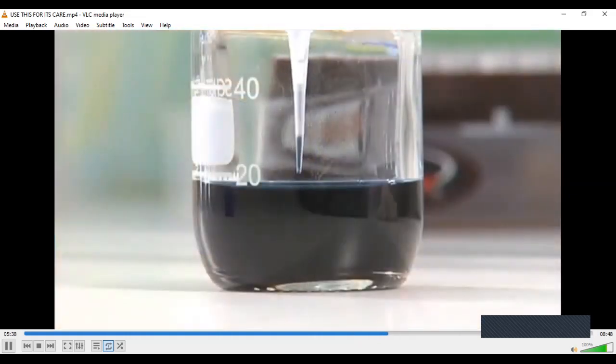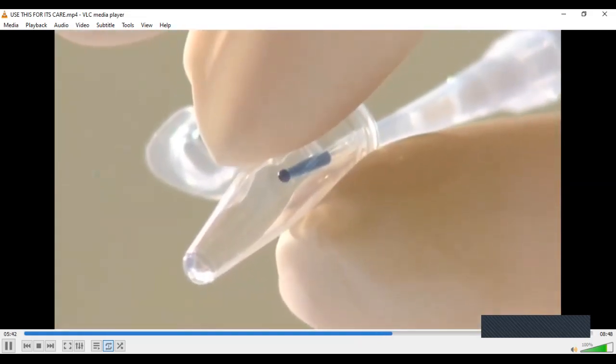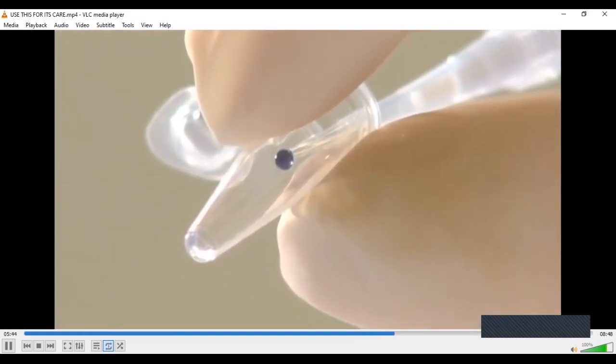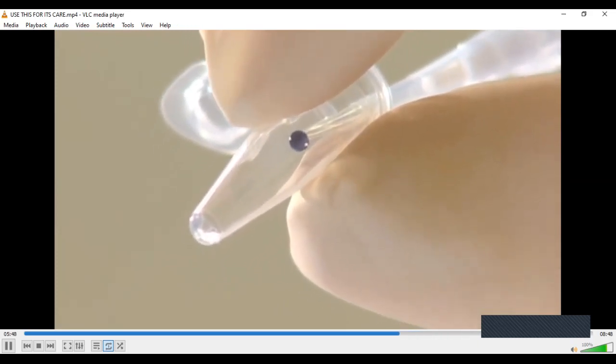For very small volumes, the aspirated liquid can hang in a drop from the end of the tip and may not be transferred to the tube at all. So you should touch the tip to the inside wall of the recipient container whilst expelling the liquid.